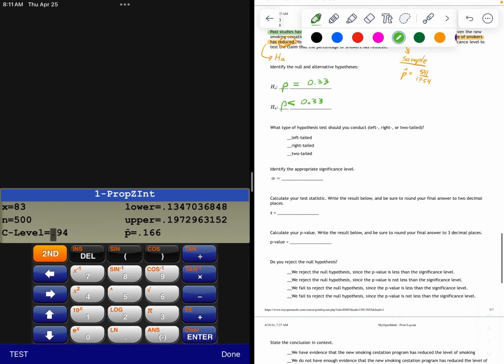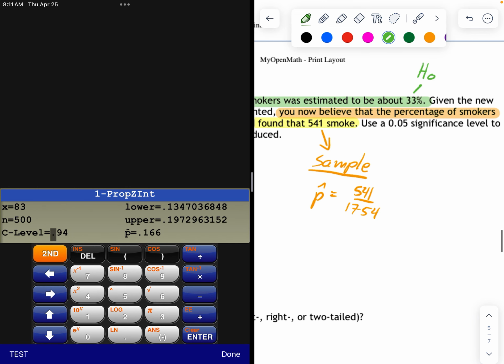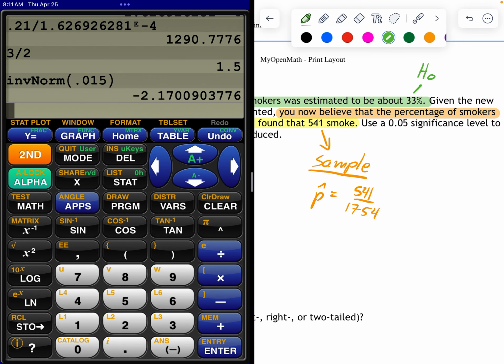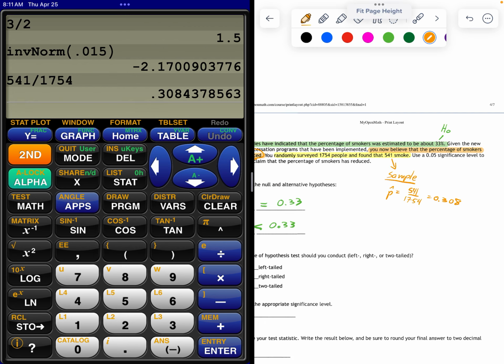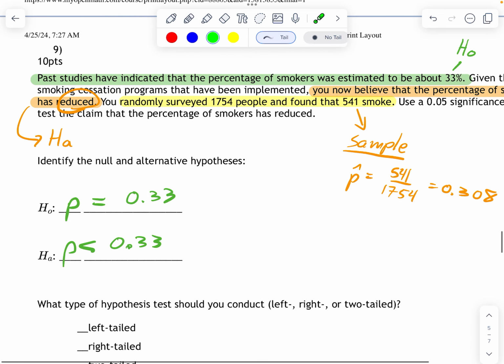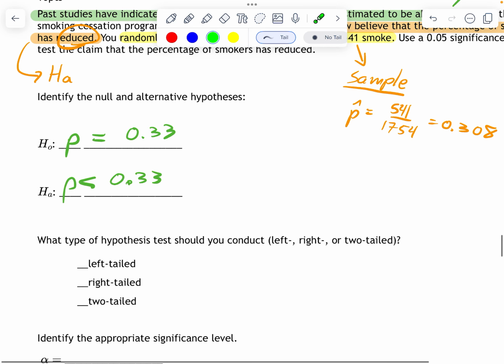Do not take the p hat, which is this value. The p hat is 0.308, right? That is the statistic, and that's important, but that never comes up in the alternative. You simply say, did it get smaller or bigger? Is this left-tailed or right-tailed or two-sided?